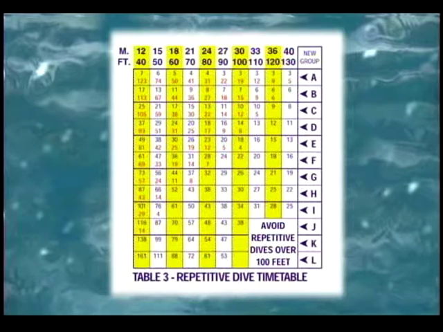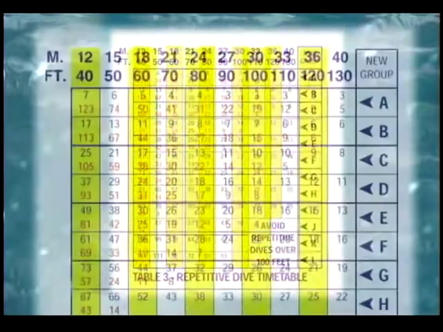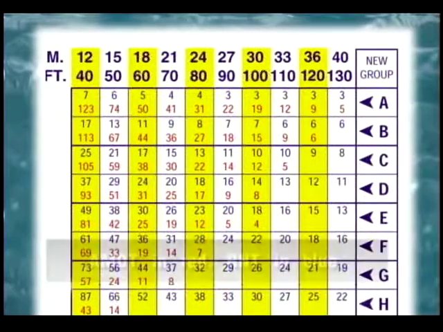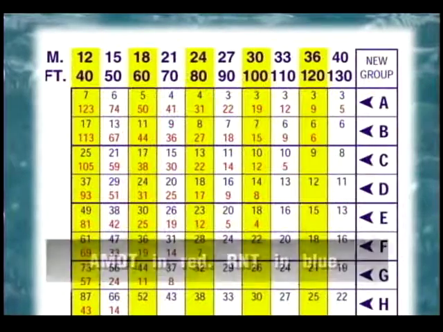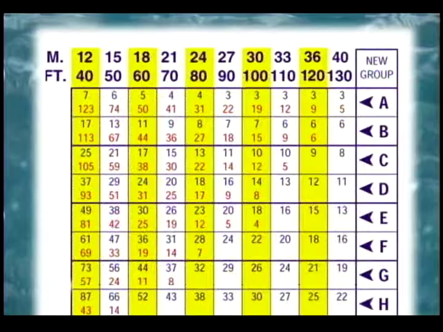The repetitive dive timetable provides your adjusted maximum dive time for your next dive and your residual nitrogen time based on your current letter group. You use this table twice for each repetitive dive. First, you use the table to find your adjusted maximum dive time when planning your dive. Next, you use the table to find your residual nitrogen time after you complete your dive. You add the residual nitrogen time to your actual dive time to find your total nitrogen time.